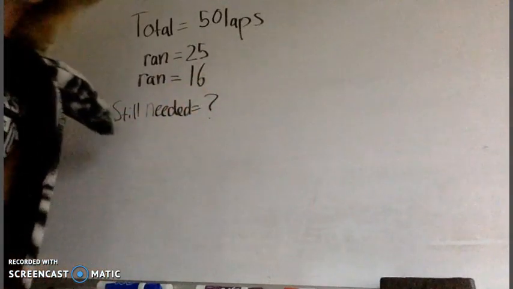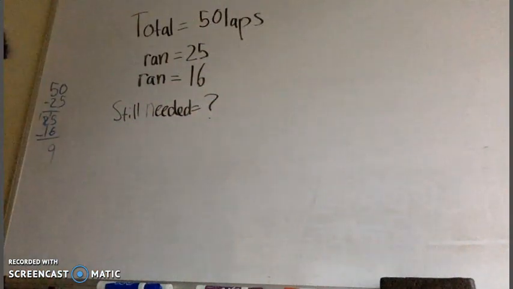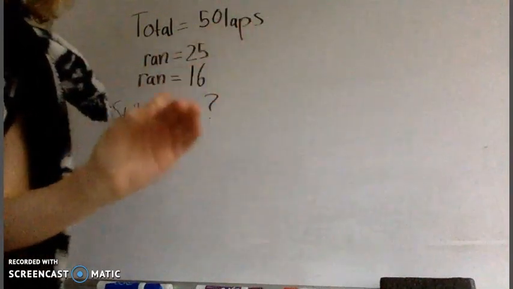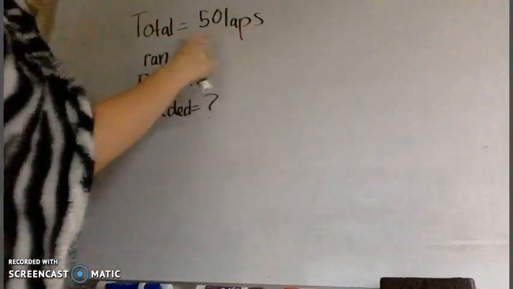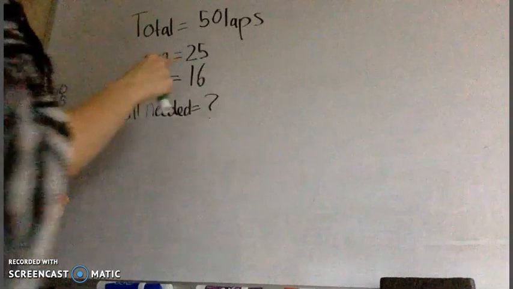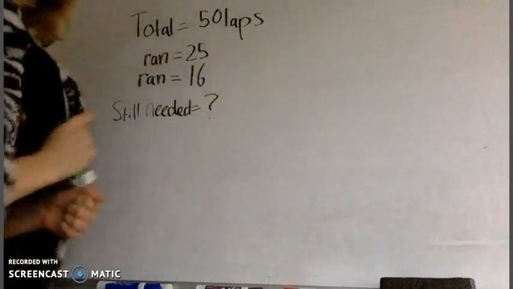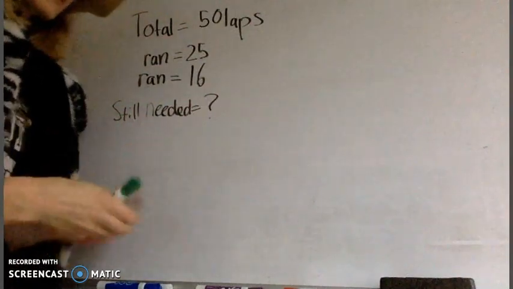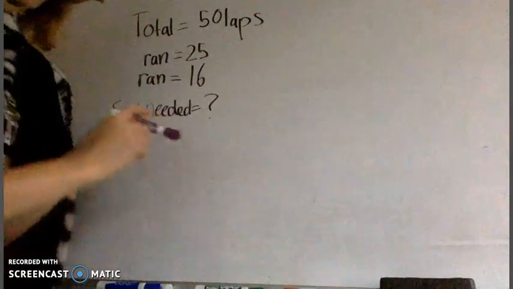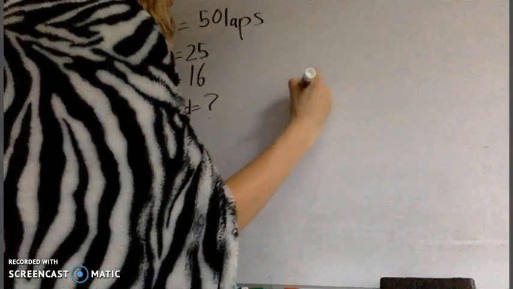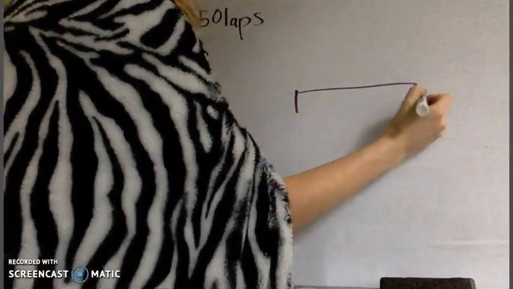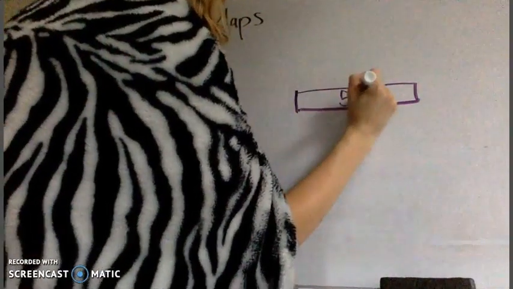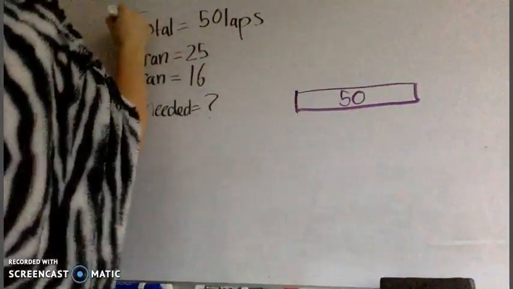Okay, going back to my dry erase board. We need to run a total of 50 laps. We ran 25, and then we ran 16 more. How many laps do we still need? So I'm going to make my purple marker my whole rectangle. This is representing the 50 laps that need to be run.